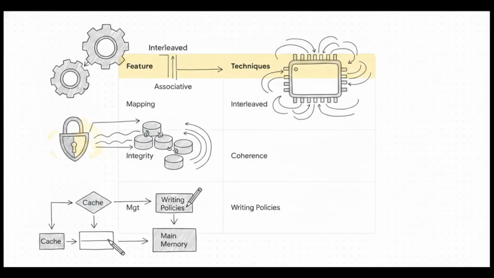Now, what's really interesting about this slide is how we break down these complex design problems. For mapping techniques, we use strategies like interleaved and associative memory to determine exactly where the data belongs. For integrity, we maintain something called cache coherence, which basically ensures that if data changes in the cache, the rest of the system immediately knows about it. And for data management, we rely on strict writing policies to dictate exactly when and how that updated information gets written back down to main memory.